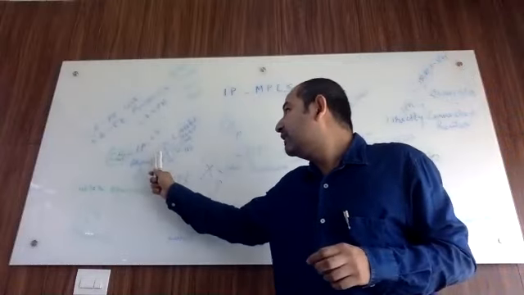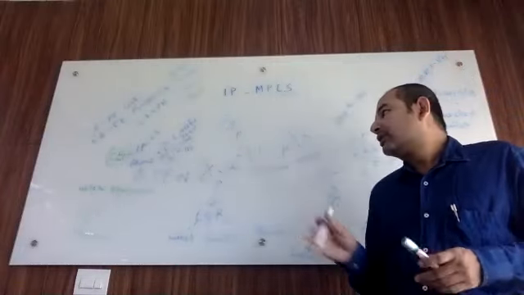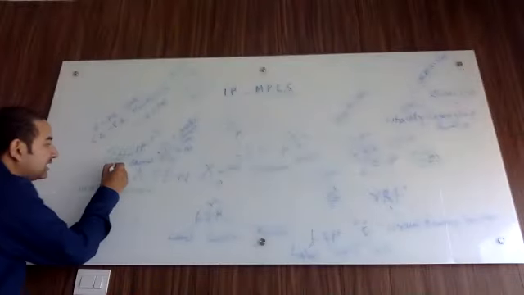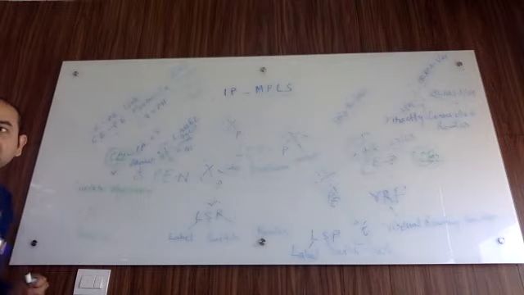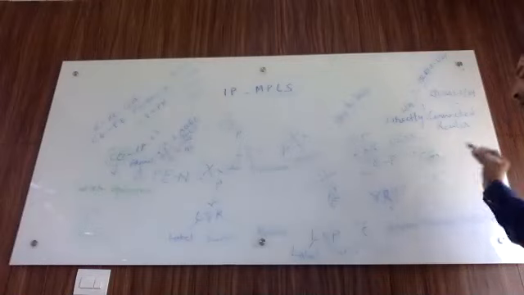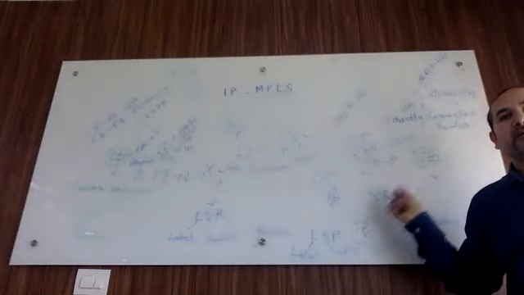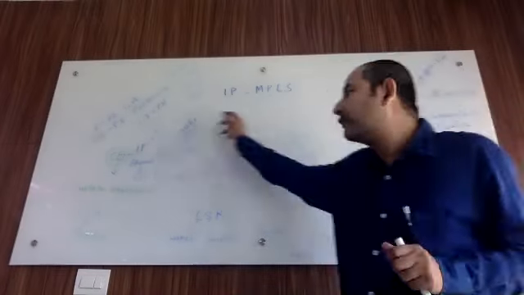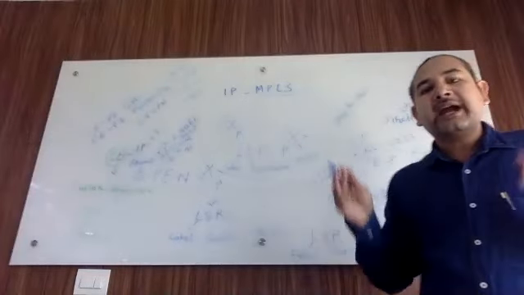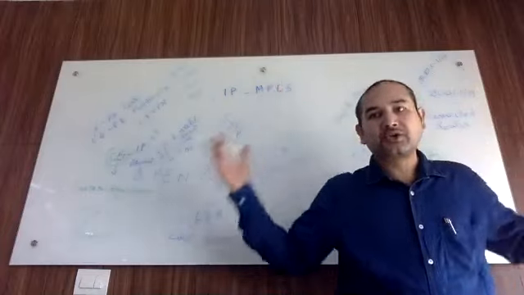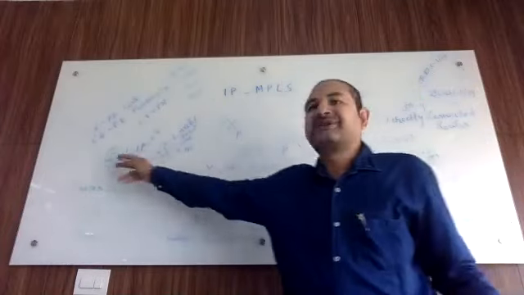So this VPN could either be L3 or L2. Why do I say so? Because if the IP network on this CE is the same as the IP network on this CE, then it is an L2 network. Why? Because this whole provider MPLS is acting as a big giant switch for the customer.